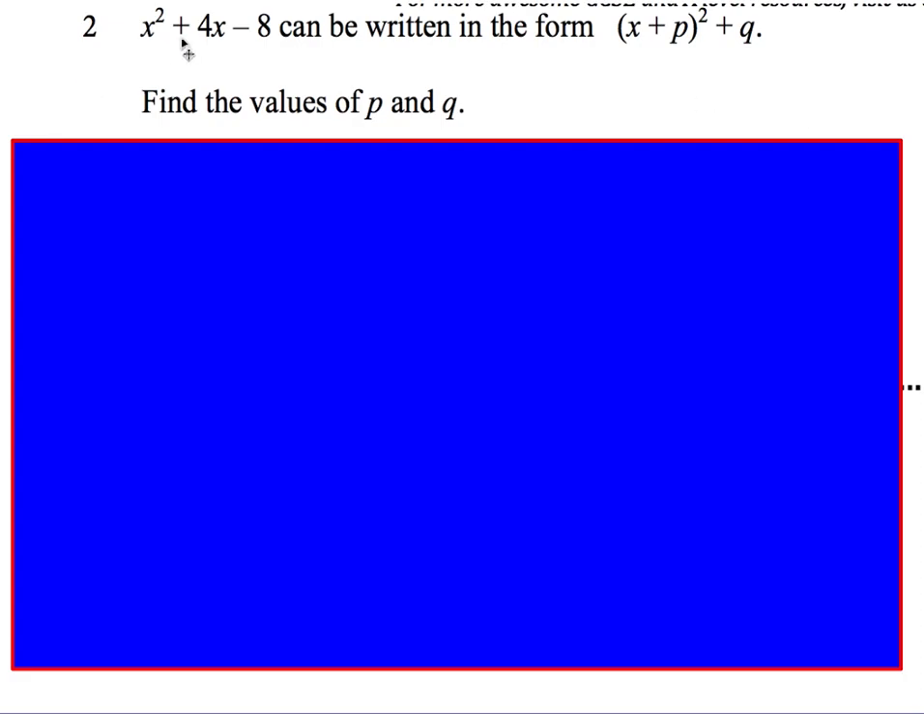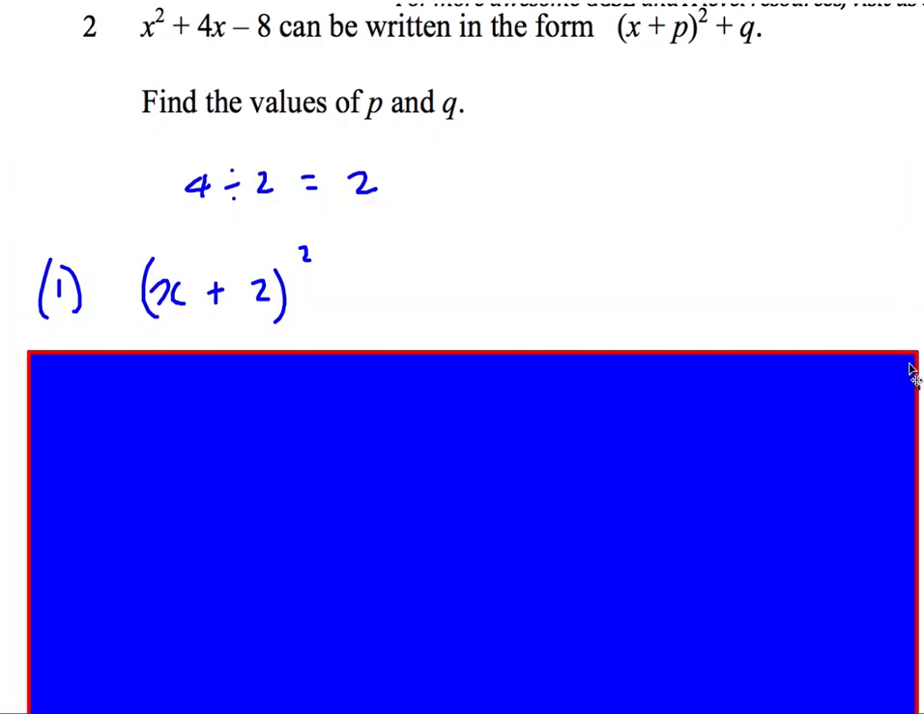Here's the first one. x squared plus 4x minus 8 can be written in the form of this. Find the values of p and q. Okay, basically the trick on this one is to look at the number of x's. We've got 4x. We're going to divide it by 2. That's kind of the trick. We also divide it by the coefficient of x. The coefficient of x is 1. So 4 divided by 2 divided by 1 just gives me 2. That tells me that I've got an x plus 2, that's the number I've just found, squared. So it's going to be something like that.